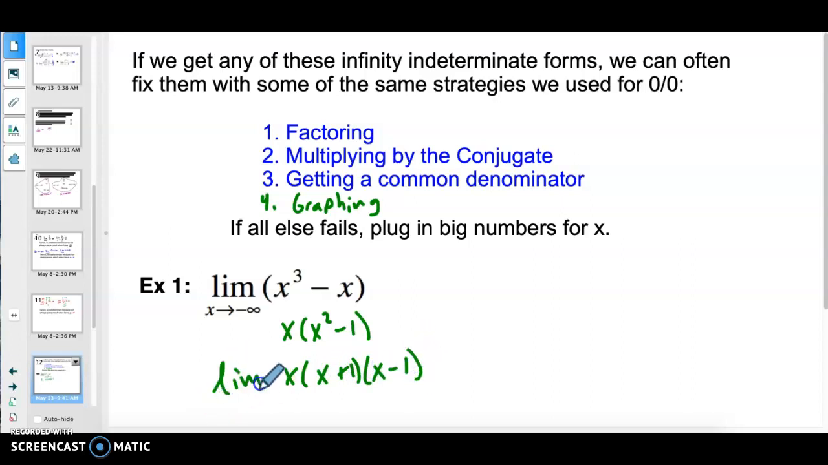So if we still have the limit as x goes to negative infinity of this, we didn't really help our case much, because now it's just negative infinity times negative infinity times negative infinity. Not really sure what to do with that. So this is a case where I might look at the graph. I also could think, okay, negative infinity times negative infinity. Right now I'm really thinking that if you do a negative times a negative times a negative, you're going to get a negative infinity. So I would probably say this one does not exist, and it goes to negative infinity.